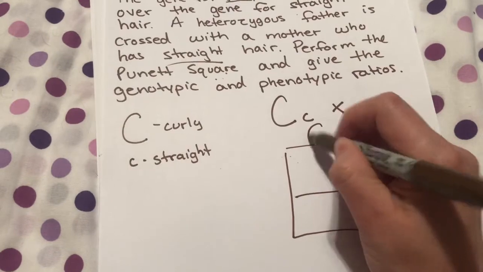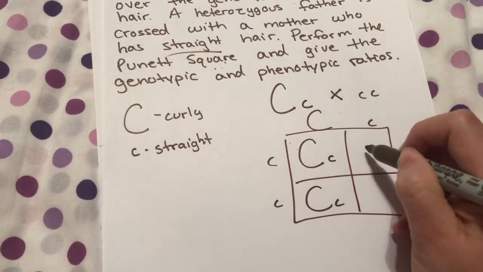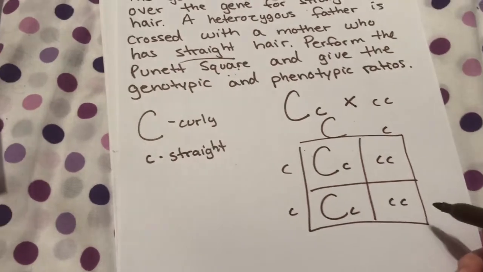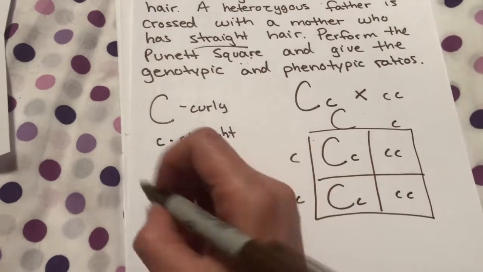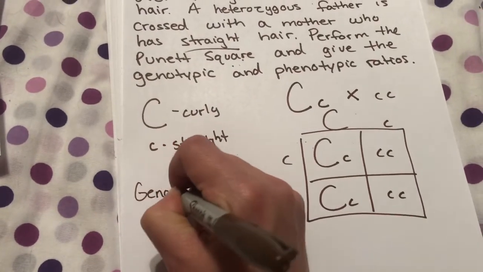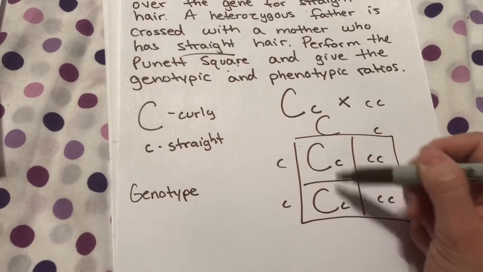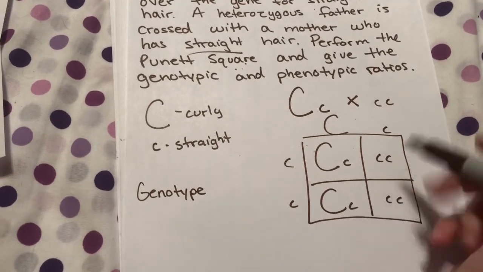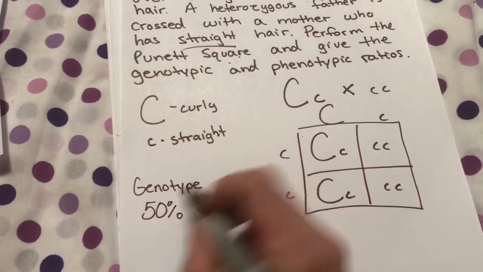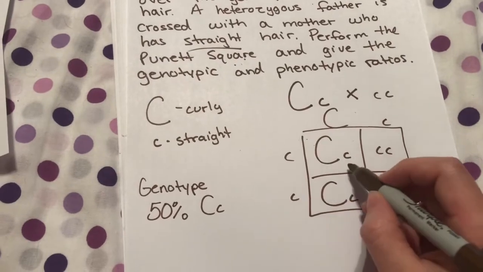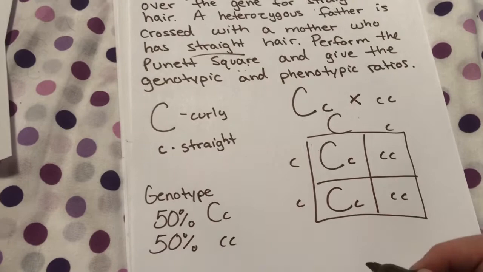All right, do my Punnett square. Here's father, here's mother. Make sure you make your letters really obvious, which one's big, which one's little. Okay. All right, so for genotype, I can see, all right, these 2 out of the 4 will have curly hair, so that's 50% big C, little c. Sorry, I'm talking about genotype here. So 50% big C, little c, and then 50% little c, little c.